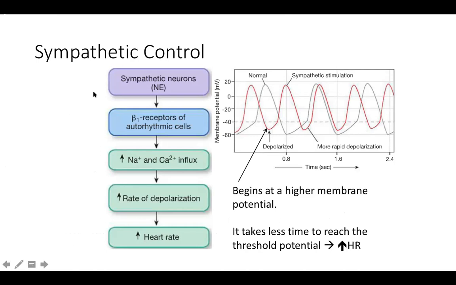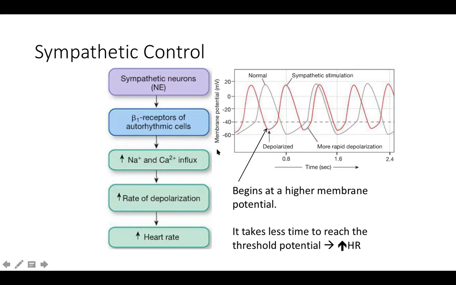So if you get something that increases your fight or flight response, this sympathetic nervous system activity is going to increase. You're going to get release of norepinephrine. The norepinephrine is going to bind to beta 1 receptors on the autorhythmic cells of the heart. And these autorhythmic cells are going to respond by increasing the amount of sodium influx from those funny channels and calcium influx during the depolarization phase. And that will increase the rate of depolarization and therefore increase the heart rate.